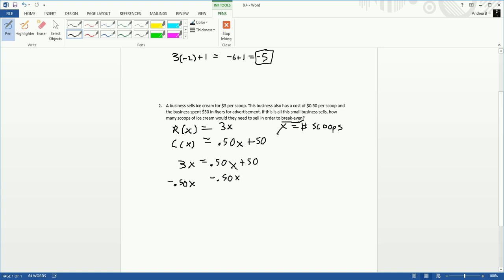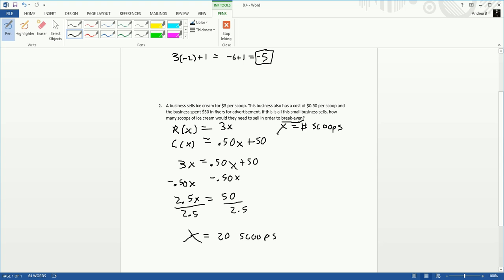So then you would get 2.5x is equal to your 50. And then divide by the 2.5 to finish getting x by itself. So then for your x, once you divide those out here, you should get 20. And remember, your 20 here represents the number of scoops. So we'll put our units here of scoops behind it. So to break even, you would have to sell 20 scoops.